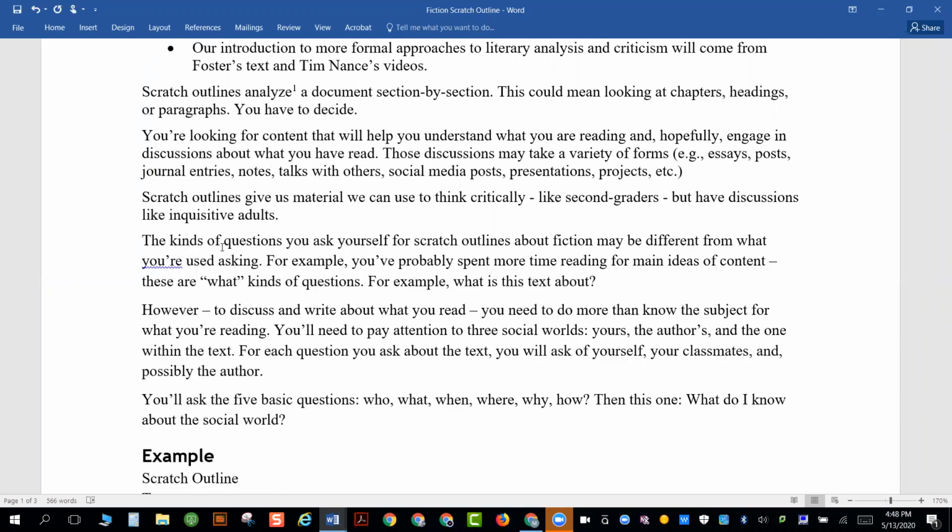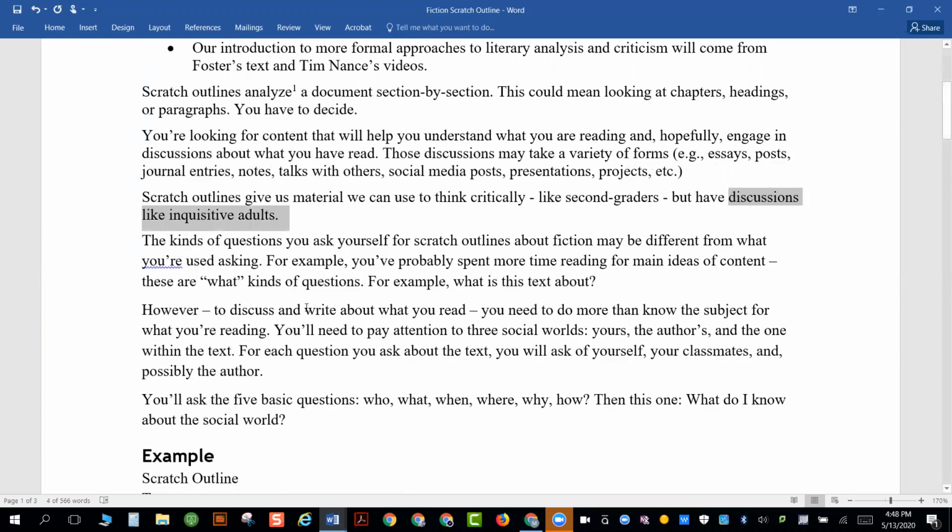Think like a second grader. If you haven't checked out the mini lesson on second graders, you might want to do that. It's in the glossary, a mini lesson, think 01. Have us think like a second grader and ask all kinds of great, interesting questions, but in such a way that we can talk about them. We can have discussions like inquisitive adults.